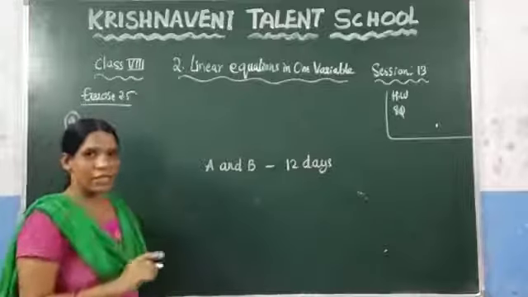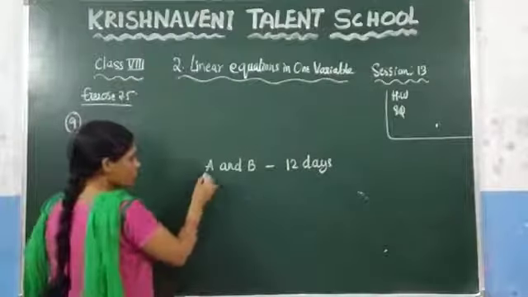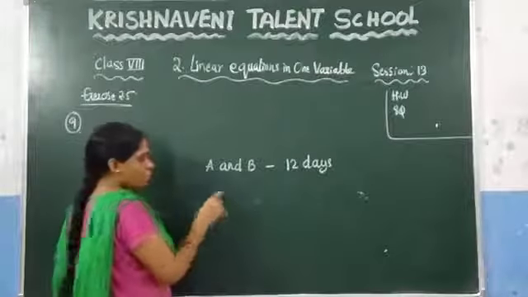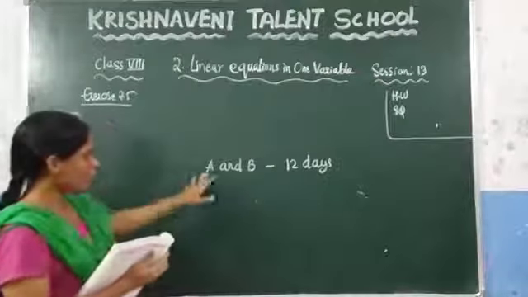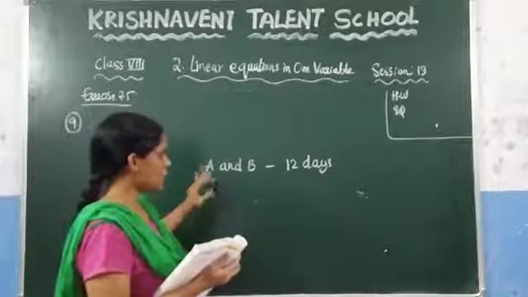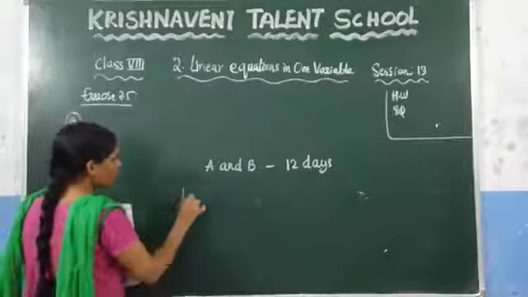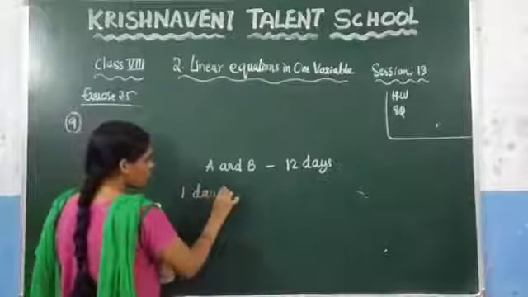But in 1 day, how much work will they complete? So write it here: A and B together can complete the work in 12 days. So what they have given is that A and B, 2 persons, have completed one work in 12 days. Now in 1 day, how much work will they complete?